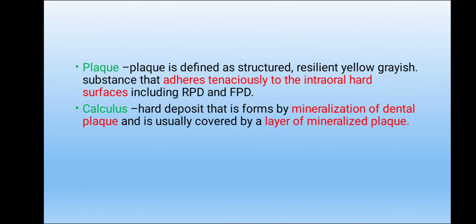Number 2 was plaque. So, plaque is defined as a structured, resilient, yellow-grey substance that adheres tenaciously to the intraoral hard surfaces like teeth, which includes RPD and FPD if present. Calculus. Calculus is the mineralized form of the dental plaque, hence it is hard by nature. So, the calculus is the hard deposit that is formed by the mineralization of the dental plaque and is usually covered by a layer of unmineralized plaque.